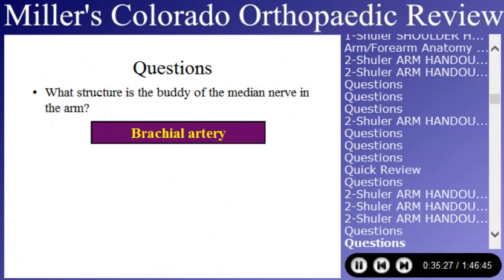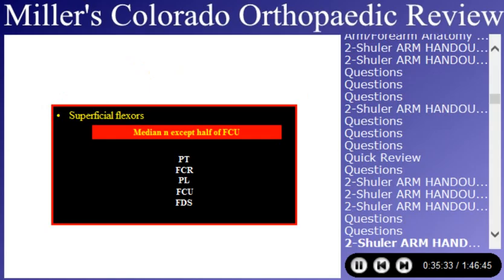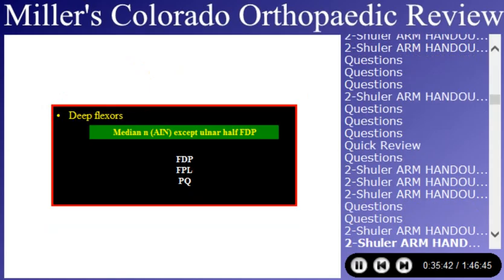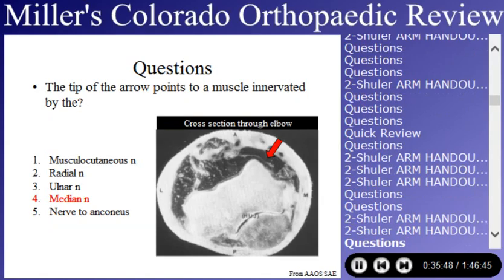Structure buddy to the median nerve in the arm, brachial artery. Superficial flexors, median nerve, except the half of the FCU. Deep flexors, once again, median nerve. Another one of their favorites. Tip of the arrow points to the muscle innervated by the nerve. The question then is what the heck muscle is that?